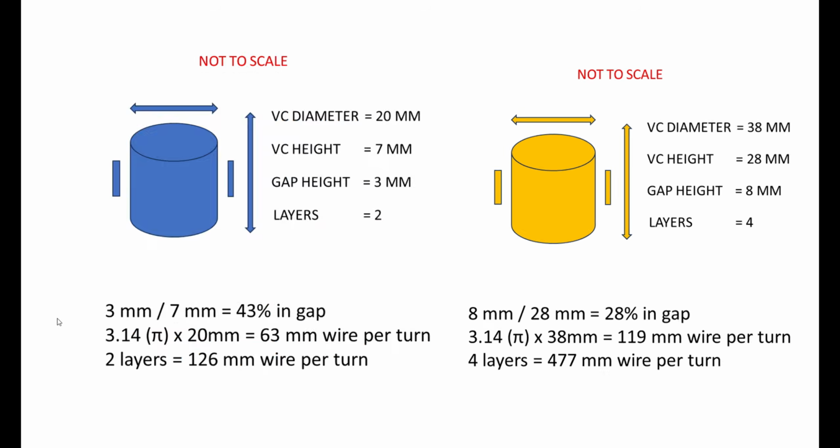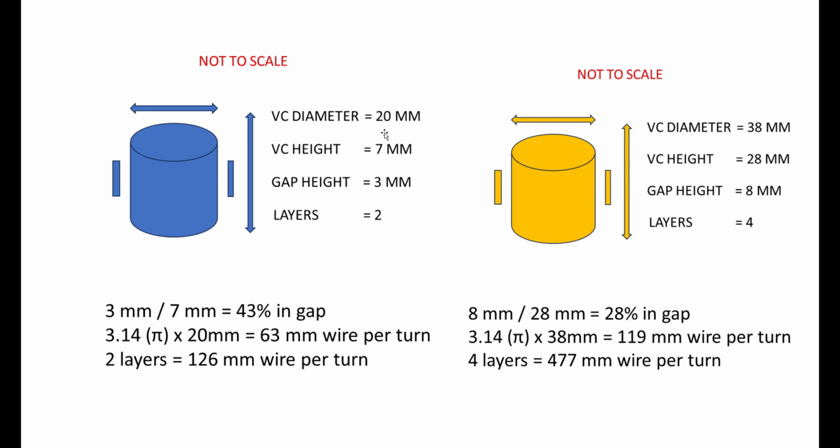So I can lay these two sets of data next to each other. In this one, 43% of the voice coil is in the gap; this one's got 28%. This one has 126 millimeters of wire; this has 477. So even though this has less of the voice coil in the gap, I've potentially got more wire in the gap than this one over here. That's the way I would probably use the data, just to do some rough comparisons of different speakers, because the more voice coil you have in the gap, and the more wire you have available, the stronger the motor is going to be.